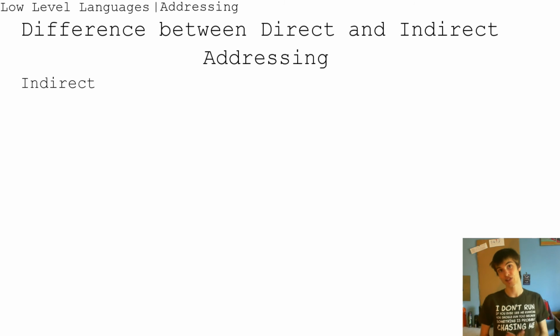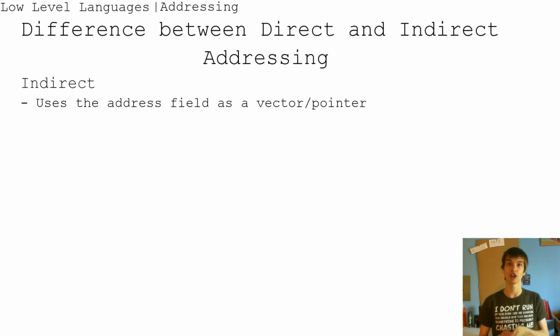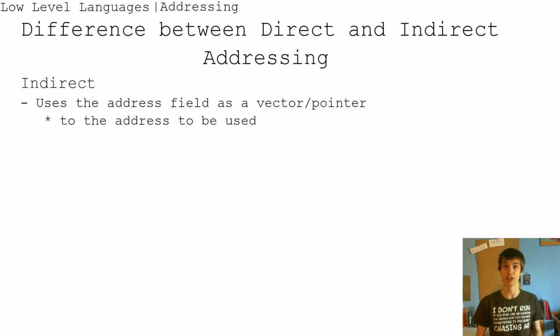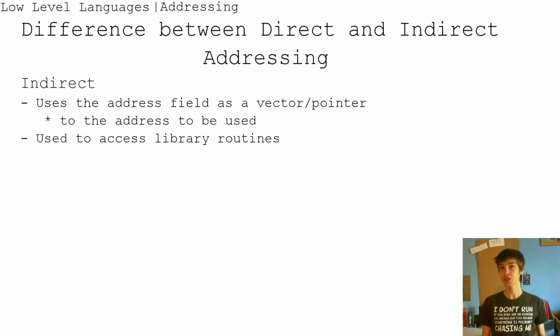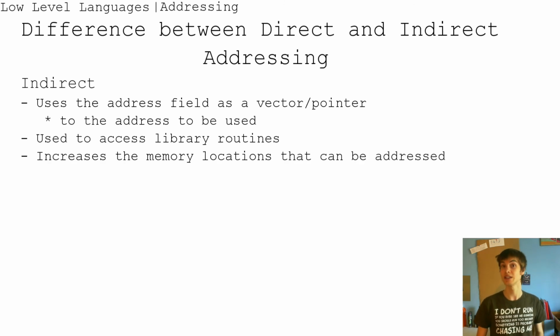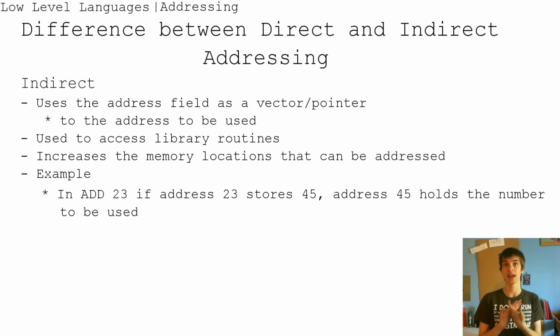Index addressing uses the address field as a vector or pointer to the address to be used. It is used to address library routines. It increases the memory locations that can be accessed. An example of this is ADD 23: if address 23 stores 45, address 45 holds the number to be used.